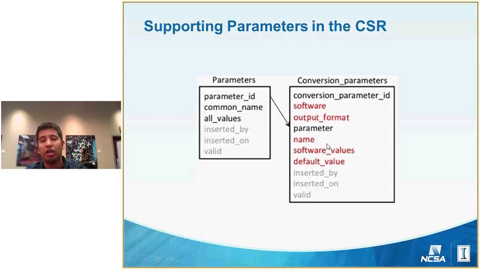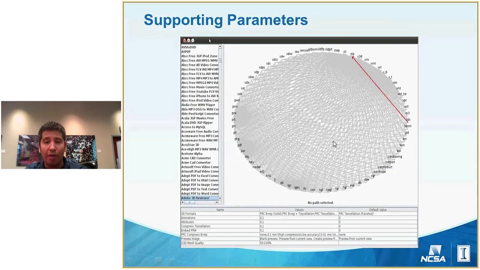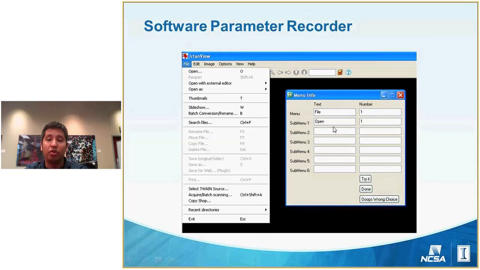We also had to modify the CSR in order to accommodate this. So now there's a parameter table in the CSR, and this parameter is associated with conversions in the CSR. Rob actually did this here, where he modified the input-output graph so that when you click on a source and a target file format, it actually shows you the parameters available. So remember, each edge is an application that does that conversion. These are the parameters that go along with that down here.